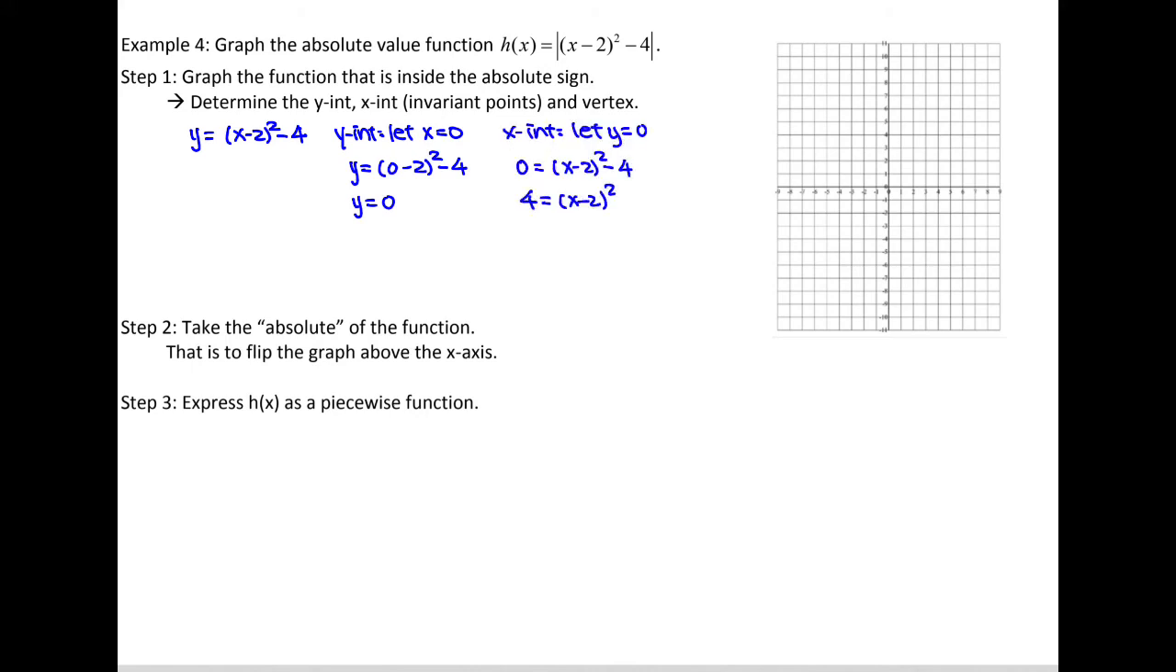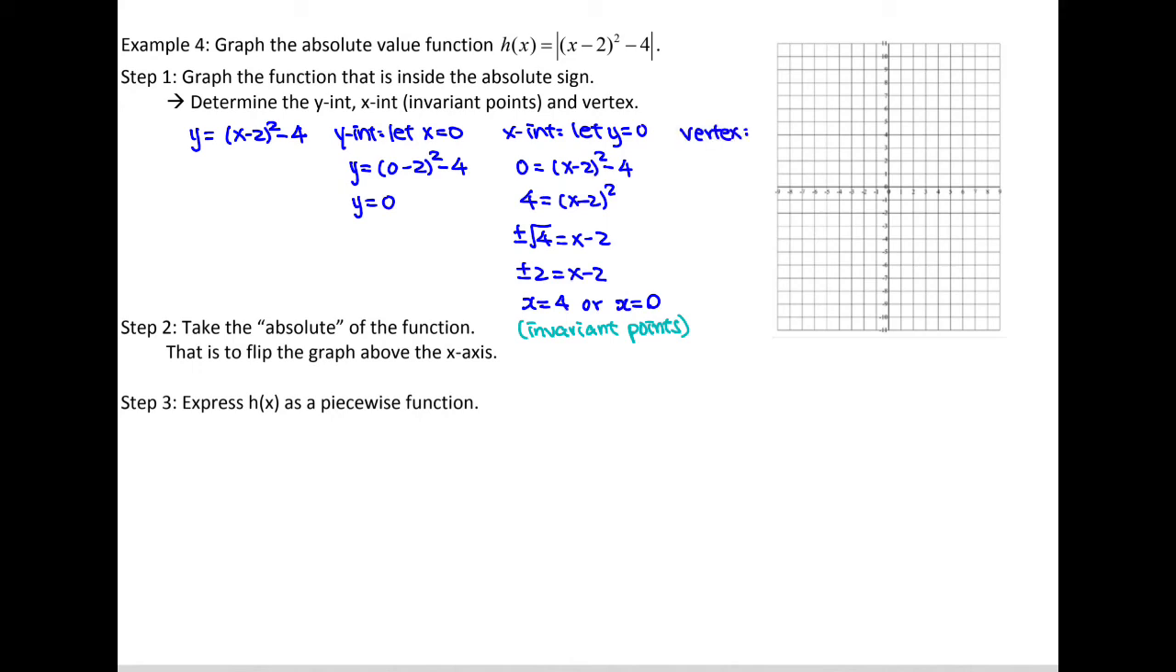Then add 4 on both sides. Then we take the square root, but remember to have the positive negative sign in front of the square root. Then we will get positive or negative 2 equals x minus 2. Add 2 on both sides of the equation. Then we will get x equals 4 or x equals 0. Now we can see we have two invariant points.